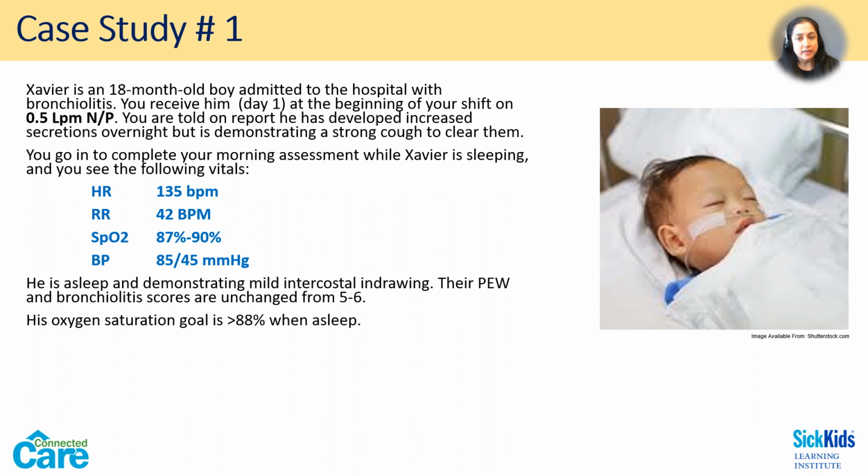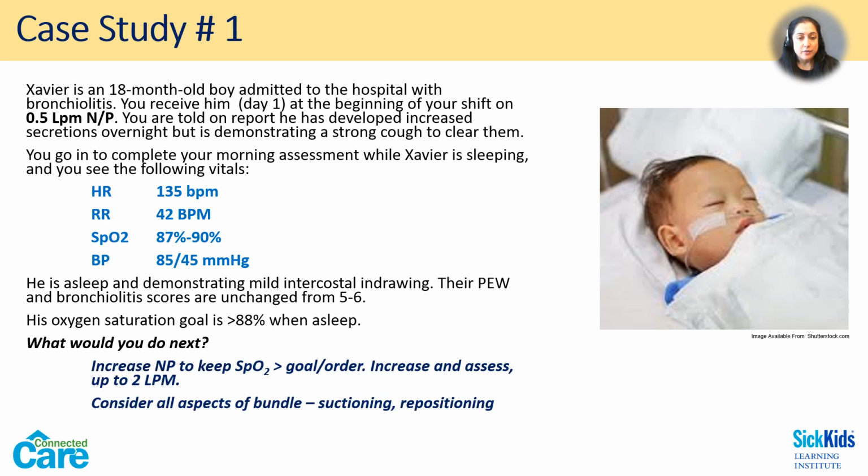His PEWS and bronchiolitis scores are unchanged from 5 to 6, and his oxygen saturation goal is greater than 88% while asleep. So what would you do next? You can increase nasal prongs to keep the SATs greater than the goal or the order, increase and assess up to a maximum of 2 liters per minute, and then consider all the aspects of the bundle, for example, suctioning and repositioning.